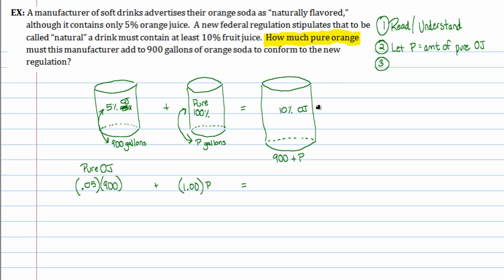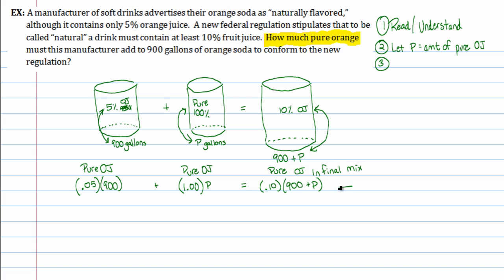And the part that most students forget, you also multiply these two numbers together. If you did it on the left-hand side of the equality, then you'll do that on the right-hand side too. It's 0.10 times 900 plus P. And what this is going to be is the amount of pure OJ in the final mix. So we have the amount of pure OJ in this 900 gallon vat, the amount of pure OJ that we're going to add, and then we end up with the amount of pure OJ in the final mix.